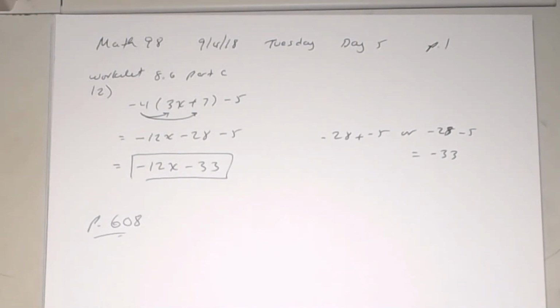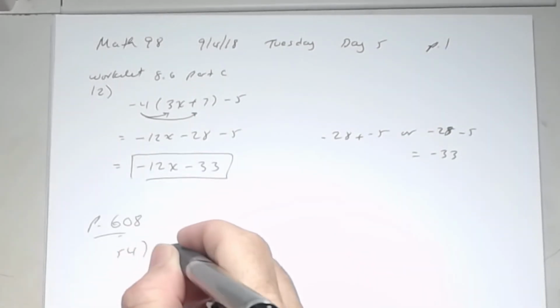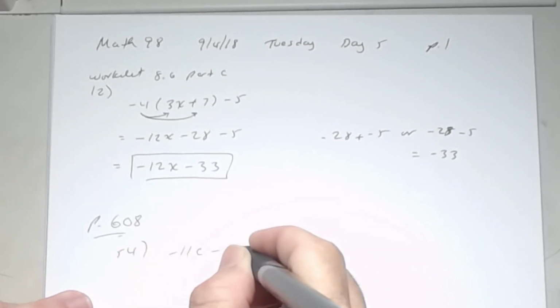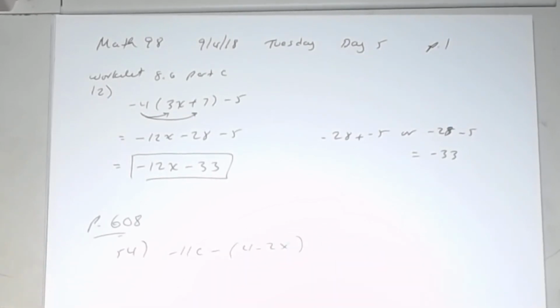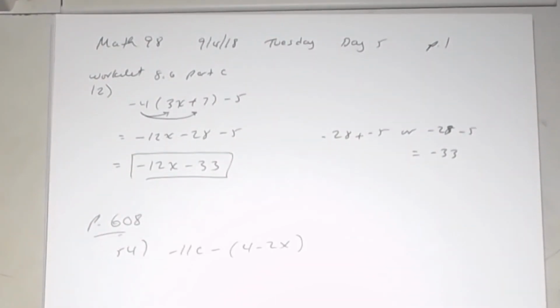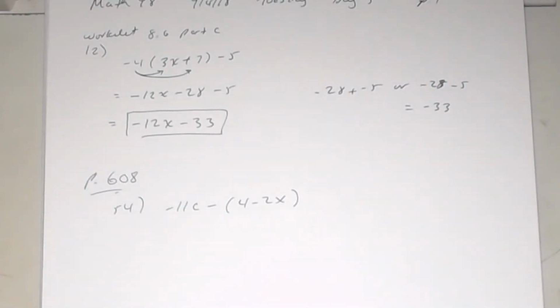608. We have number 54. And so you have negative 11c minus, in parentheses, 4 minus 2x. All right, so you have this. Okay, so how do you deal with this? What are you going to do? And the directions will say simplify. That's probably what it's going to say. So what are you going to do? Use the distributive property. And what would you distribute?